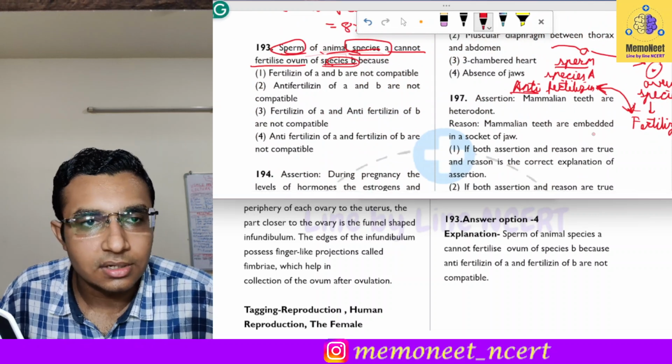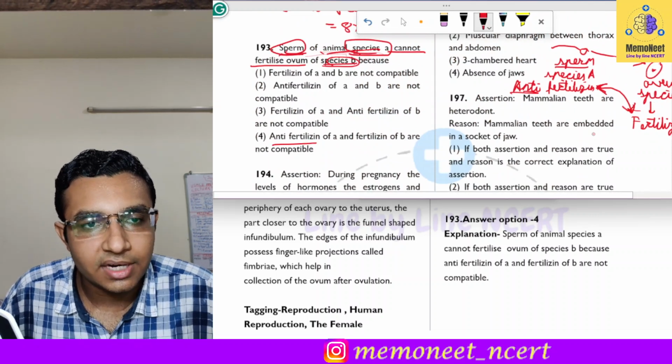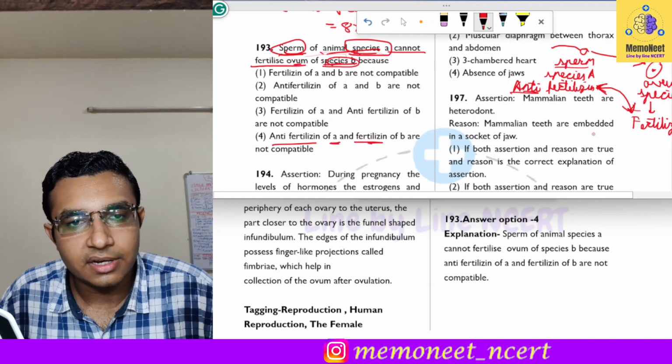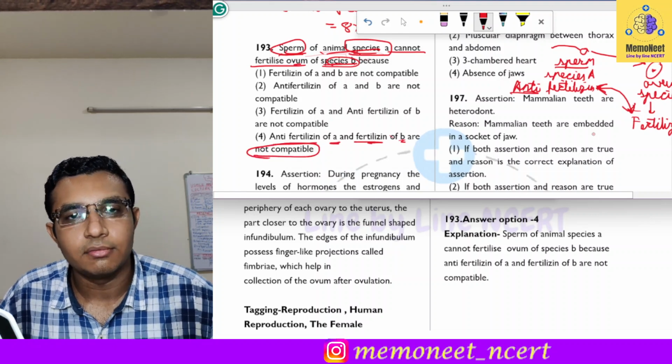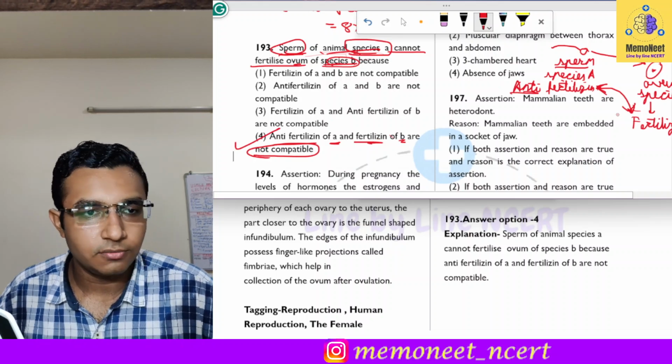So here the sperm of animal species A will contain anti-fertilizin, and the ovum of species B will contain fertilizin, and they are not compatible, therefore it cannot fertilize. So the correct answer of this question is option 4.